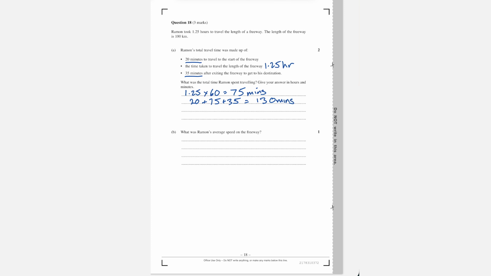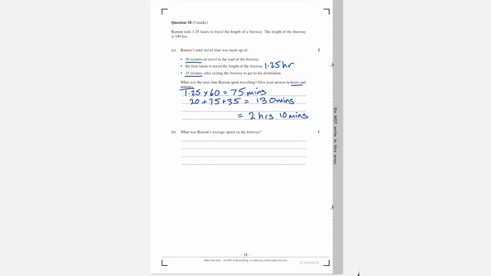Now, it asked for our answer to be given in hours and minutes. So we need to convert this back from just minutes into hours and minutes. We know that each hour is 60 minutes, so 120 minutes is going to be 2 hours. And then we have 10 minutes left over at the end. So it's going to be 2 hours and 10 minutes. Great, moving on to part B.